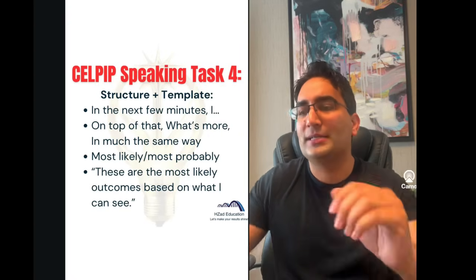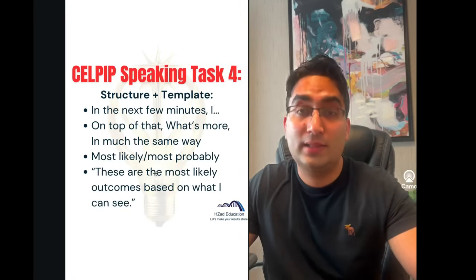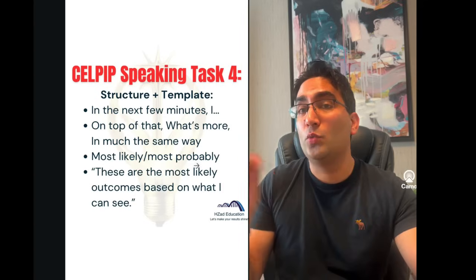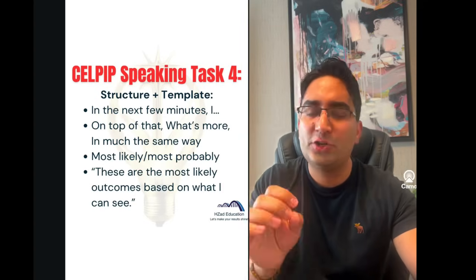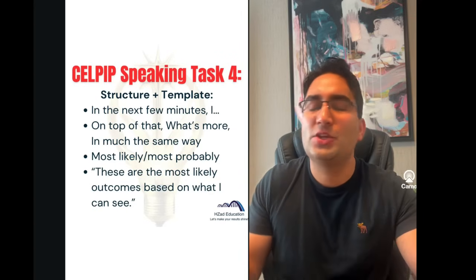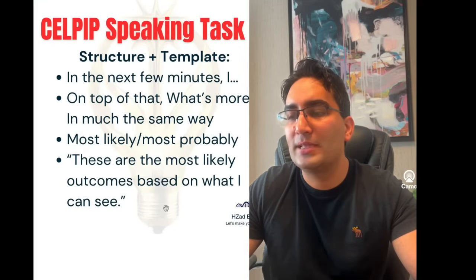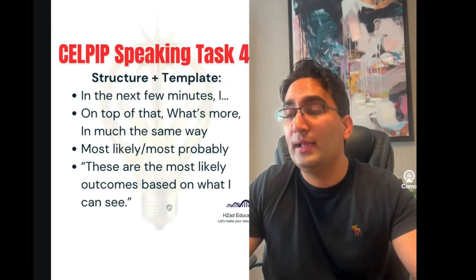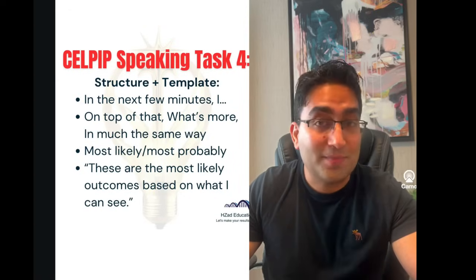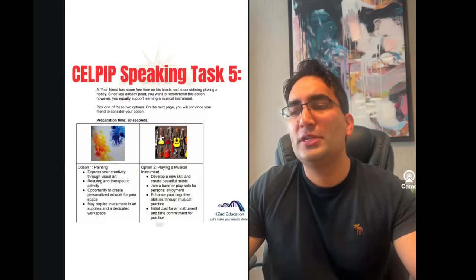you great marks. You also want to use words like most likely will happen, most probably will happen. This combination of adjective plus adverb increases your range again, gives you more marks. Last thing is, your conclusion could be something like this. These are the most likely outcomes based on what I can see. And that's a wrap. Next question is speaking task 5.